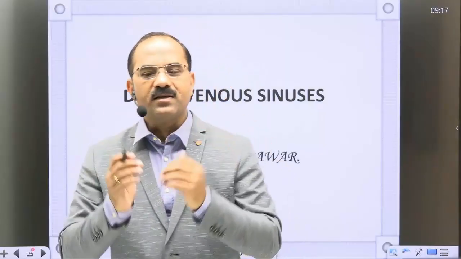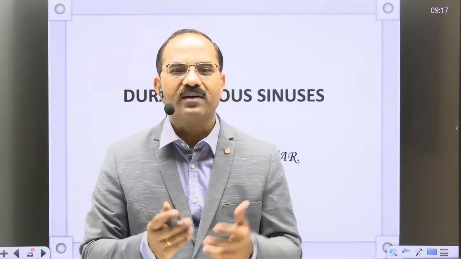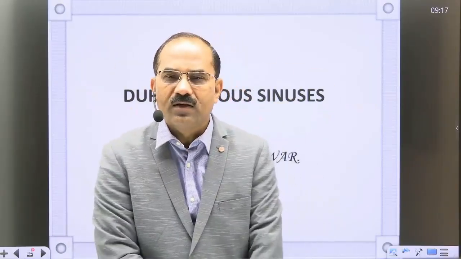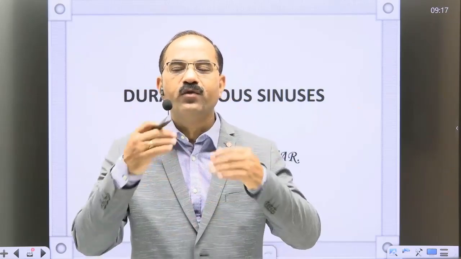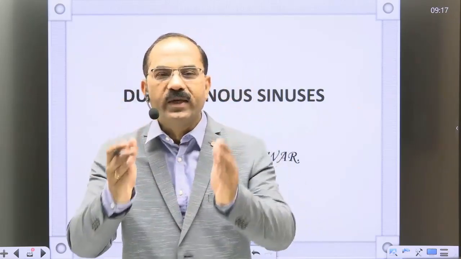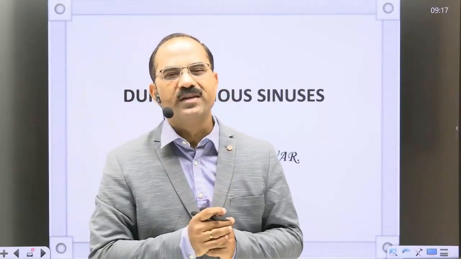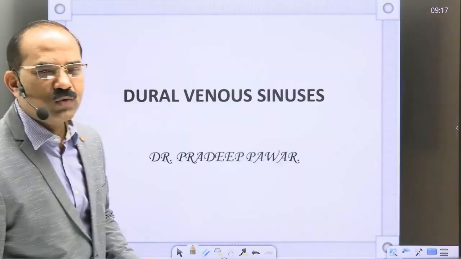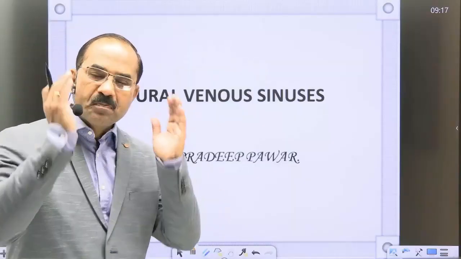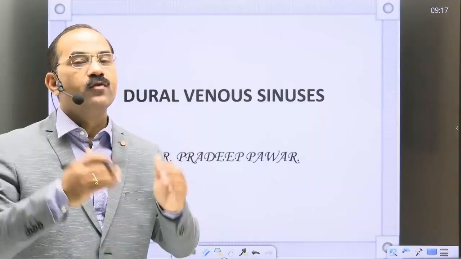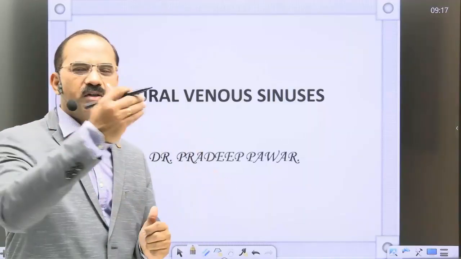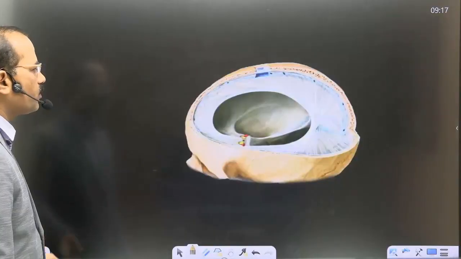And these sinuses are filled with venous blood. So all the sinuses located within the skull, within the dura mater, are therefore known as the dural venous sinuses. Okay. So the topic is dural venous sinuses. These are spaces within the dura mater filled with venous blood. Have a look at this topic.